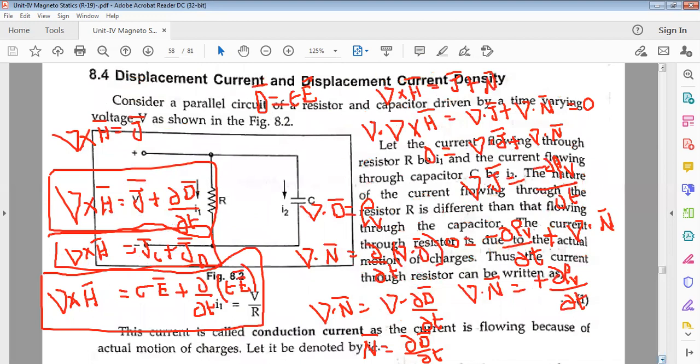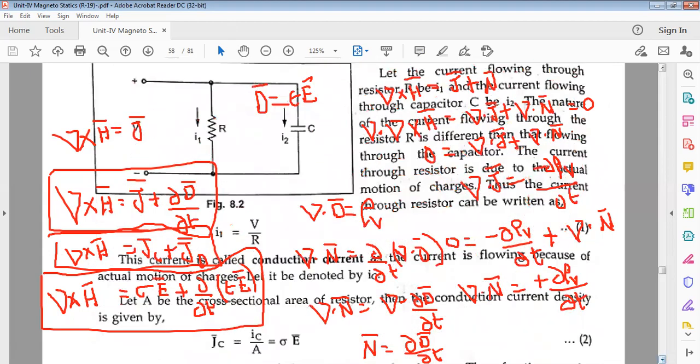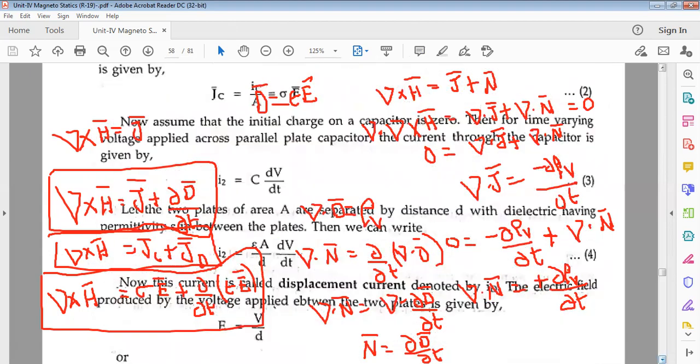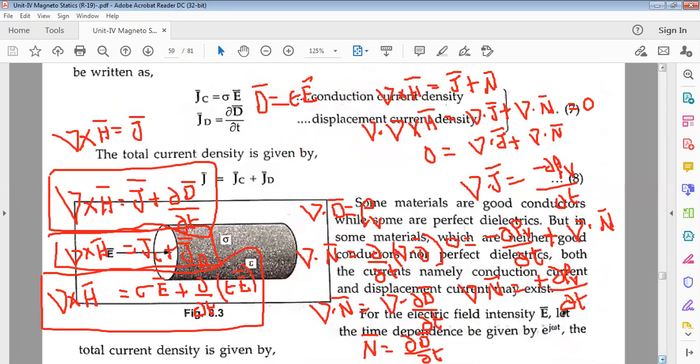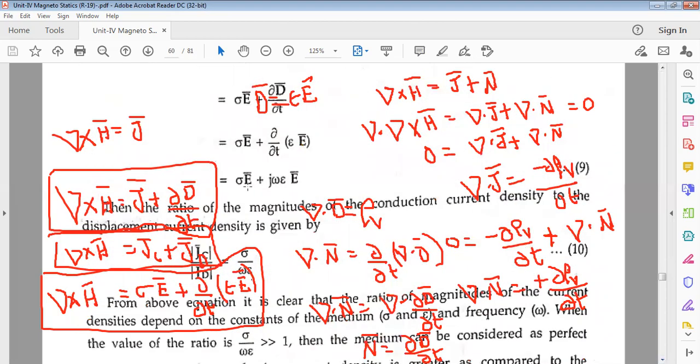And that JC and JD can also be converted into sigma into E bar. Let us see that equation directly. Let me show. Sigma into E bar and dou by dou T of epsilon into E bar. I will explain that function.